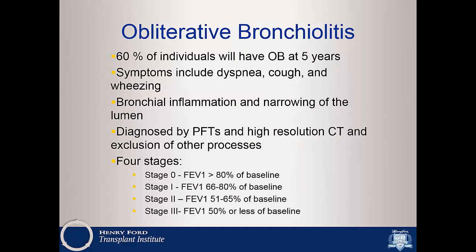So unlike acute rejection, we're going to talk about chronic rejection, which is a major problem that people die from after a lung transplant, and we find it at 5 years. The literature varies depending on how you define this, but probably more than half of individuals at 5 years will have evidence of obliterative bronchiolitis. The symptoms for this are usually slowly progressive and can just be mild shortness of breath, some cough, and occasional wheezing. On pathology, we see bronchial inflammation and narrowing of the lumen of the airway.